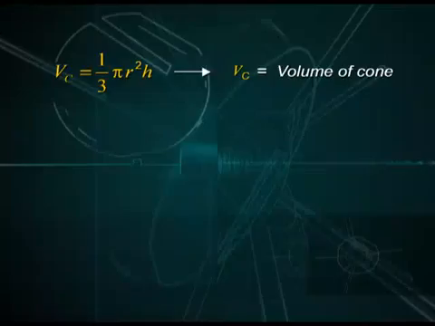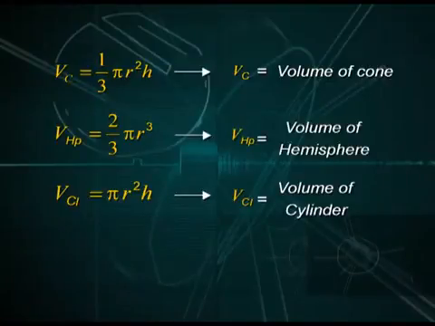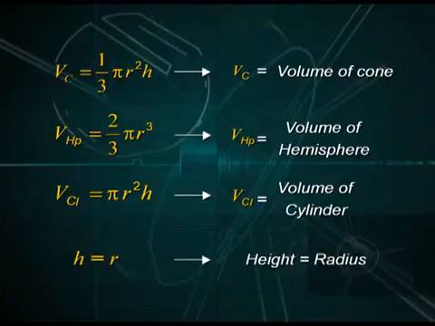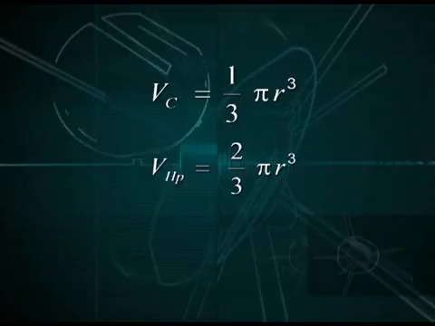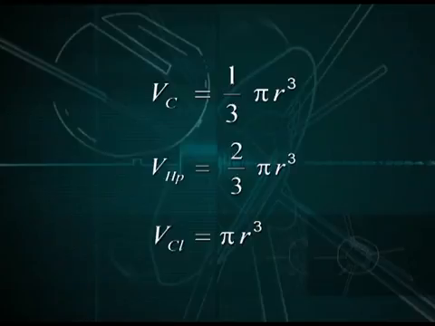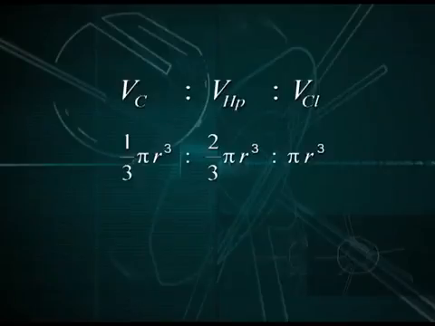We know that the volume of a cone is 1/3 of pi r square h, and the volume of a hemisphere is 2/3 of pi r cube, and the volume of a cylinder is pi r square h. Here, since h is equal to r, the volume of the cone will become 1/3 of pi r cube, the volume of the hemisphere is 2/3 of pi r cube, and the volume of the cylinder is pi r cube. Now, if we take the ratio among these 3, we get 1/3 of pi r cube is to 2/3 of pi r cube is to pi r cube, and we ultimately get 1:2:3.